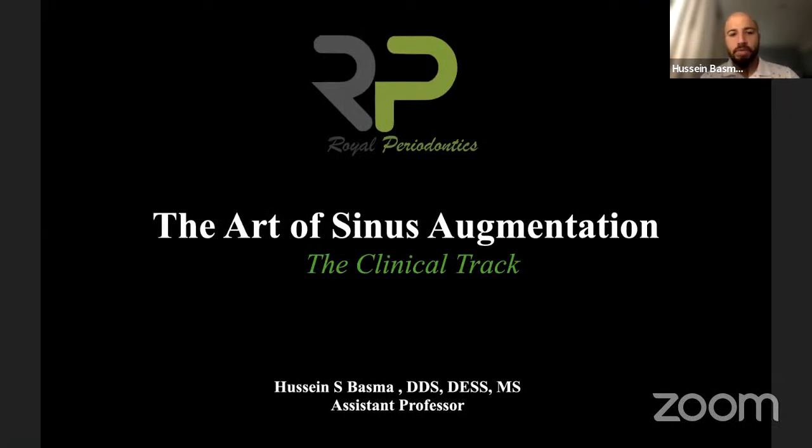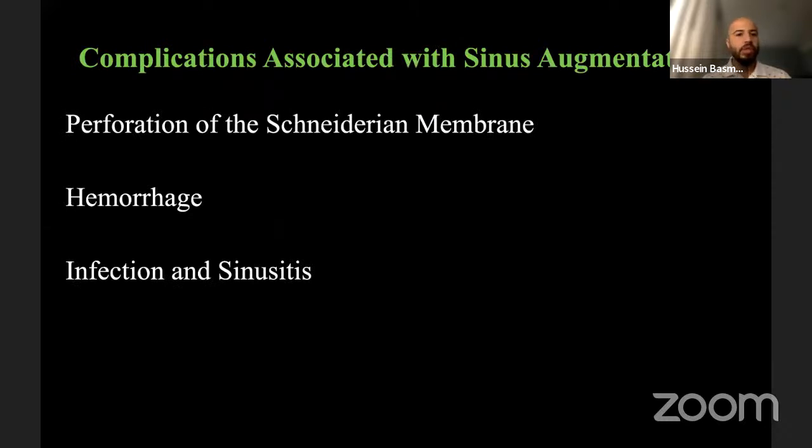This presentation is going to be focusing this week on the art of sinus augmentation, the clinical track. In the last lecture, we focused a little bit on the fundamentals of sinus augmentation and on the evidence-based research of sinus augmentation. To give you a very quick summary, sinus augmentation is a highly predictable procedure, and it can be done without any problems. However, we should always be aware that with every single surgery in the human body, there is a risk of complications. And when we are dealing with a sinus procedure, there might be different types of complications.